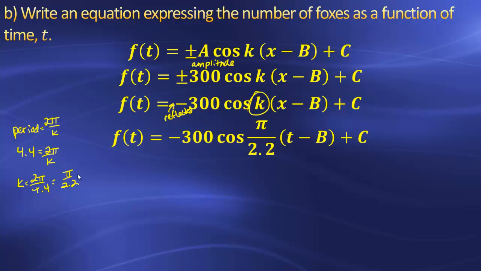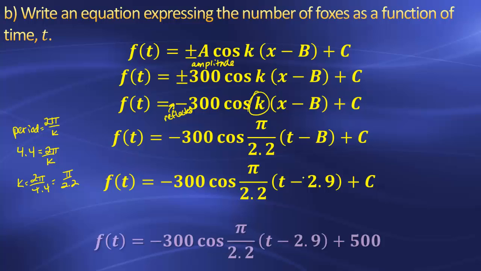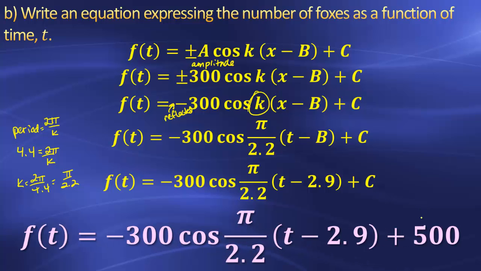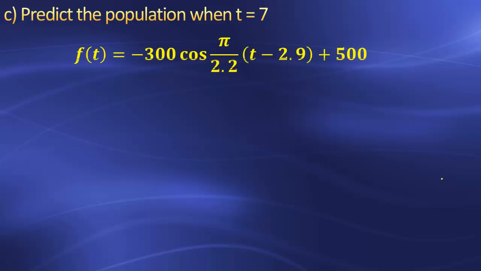Okay, we know that we shifted it right 2.9. So remember, minus 2.9 means we shifted it right. And then we know we shifted it up 500 because this number is always where your midline is. So that would be your function. Predict the population when t is 7. It's just a simple matter of plugging this into the calculator.